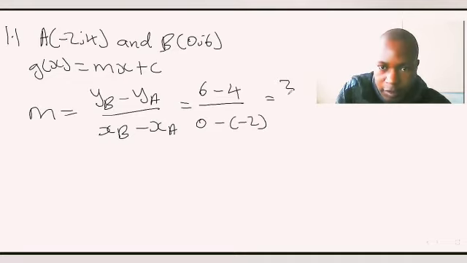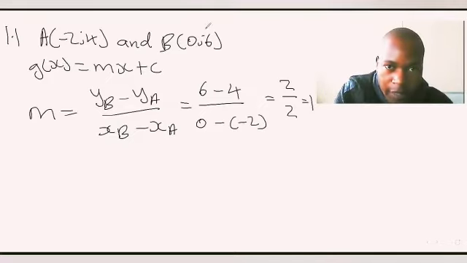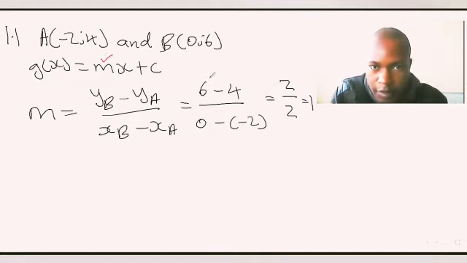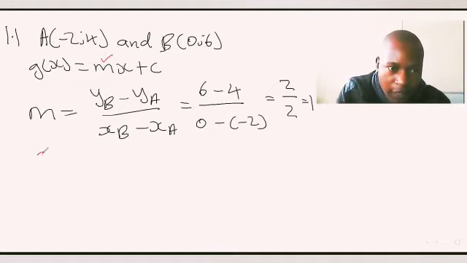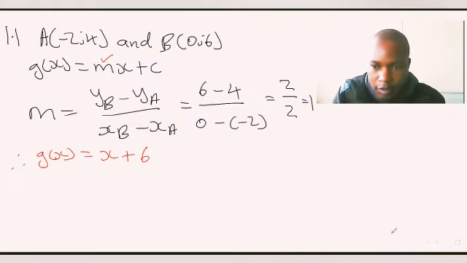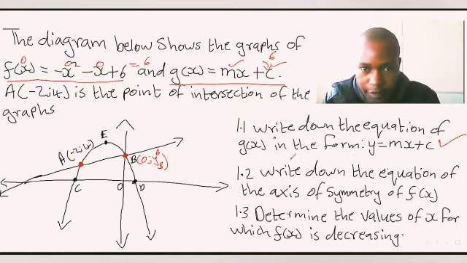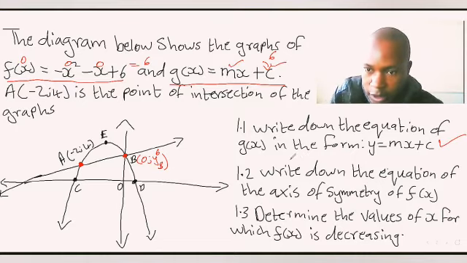This then simplifies to 2 divided by 2, which then further simplifies to 1. So it means that the m would just be 1. Therefore, g of x would equal 1x plus the c, which is 6. So we would have sorted out that question. That's 1.1, which wanted you to determine g of x.